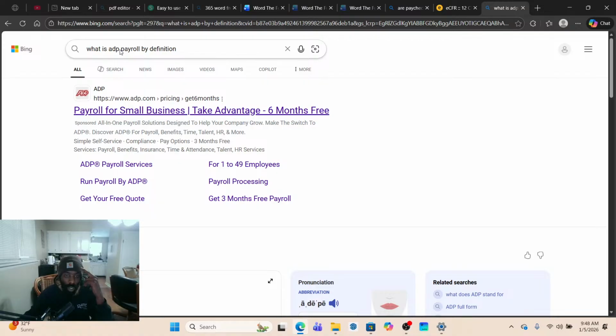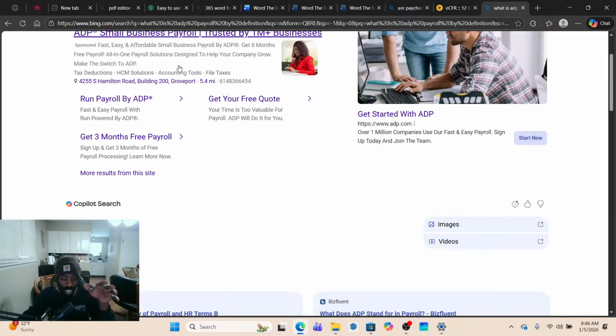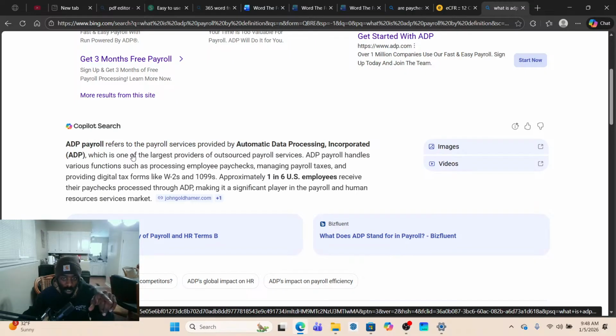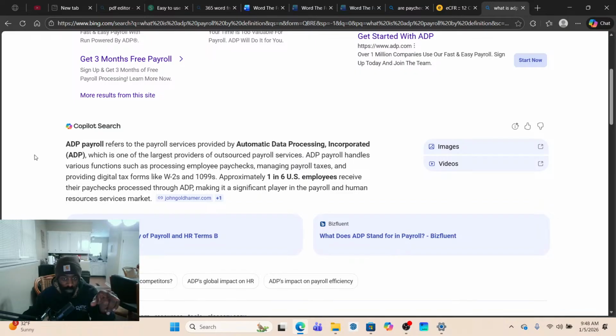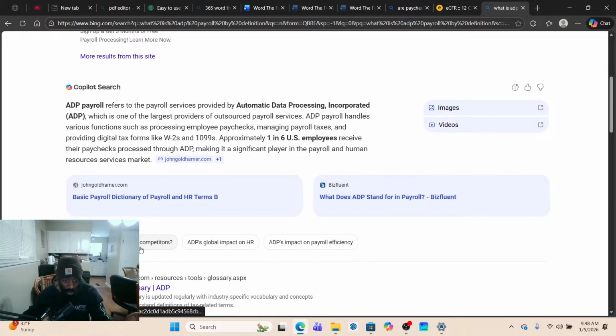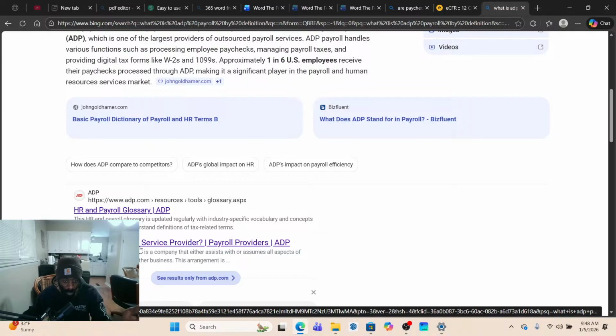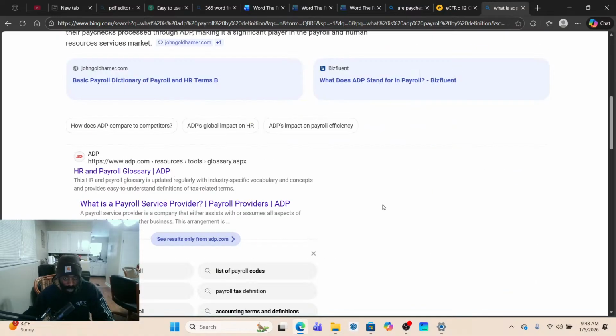So let's look up what ADP, by payroll, actually means. Payroll service, data processing, large provider of payroll services, handles various functions such as processing paychecks, taxes, digital W-2s, 1099s. Approximately 1 in 6 employees receive their paychecks through ADP, which is a provider of payroll and human resource services. So let's scroll down. So on behalf of the businesses, they pay you for your labor. Ultimately that's what that's saying.